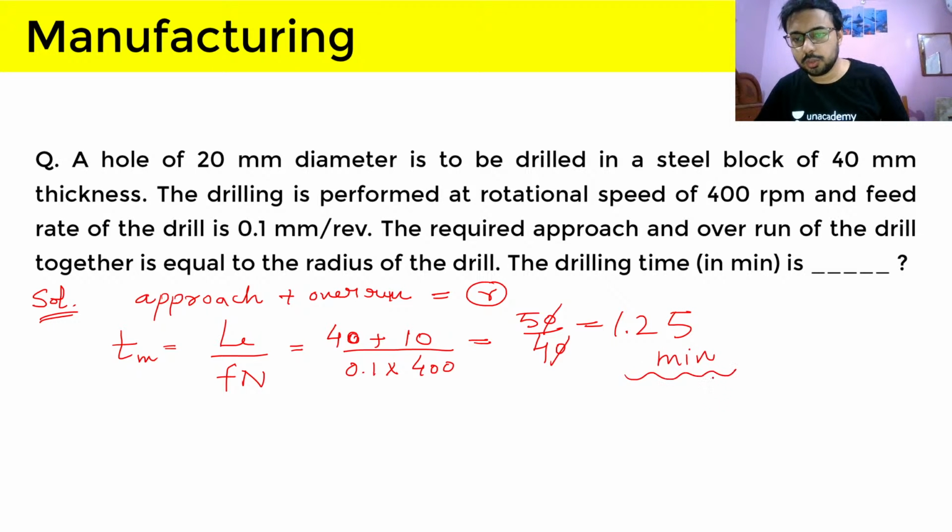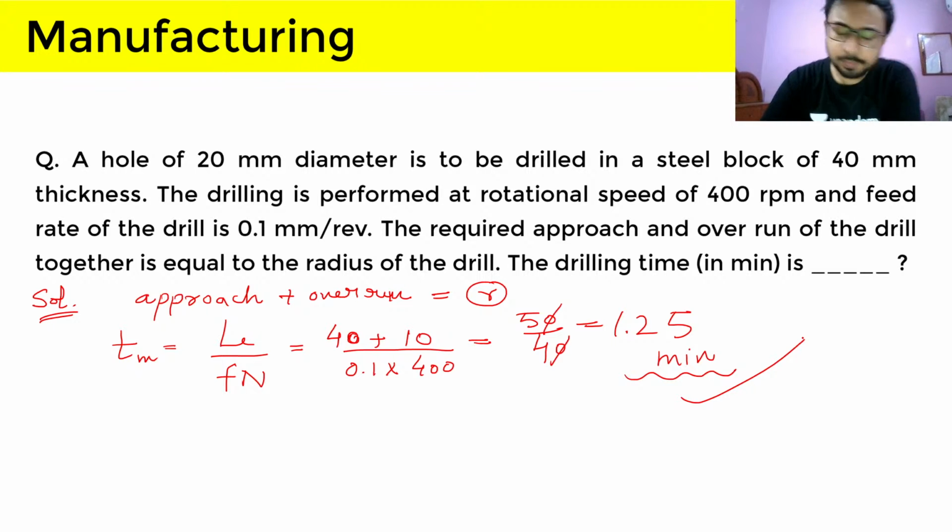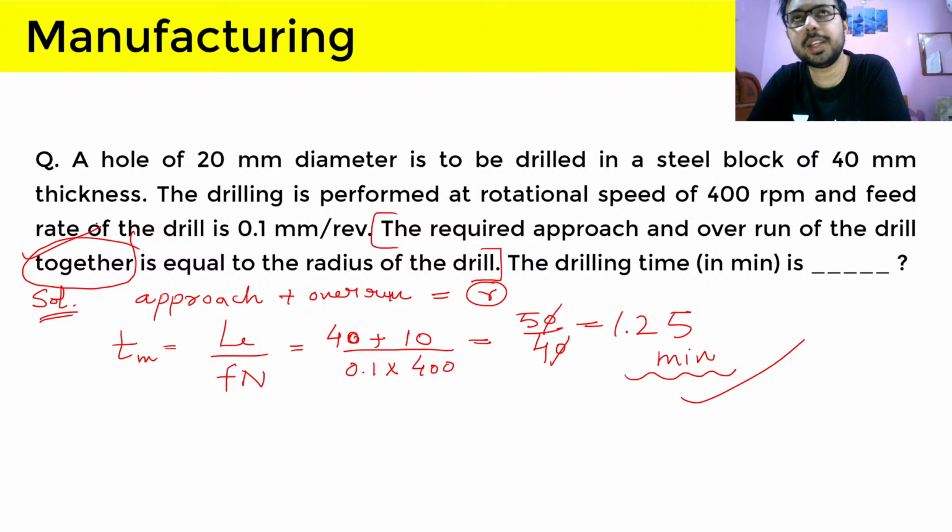minutes. So this is the answer, and the main objective of doing this question was simply that the term together, given for the required approach and overrun, makes their sum equal to the radius, not individually. If it is given that both of them are equal to the radius, then you take their individual values equal to r and their sum equal to 2r.